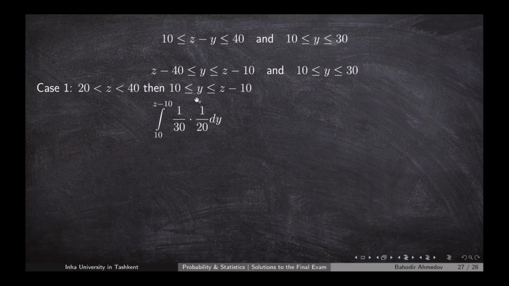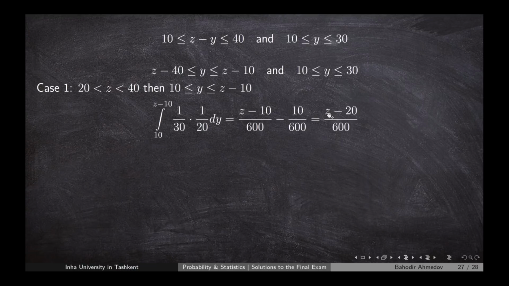So if the z is between 20 and 40, then the y is going to change from 10 to z minus 10, right? So I just need to integrate the density function. I'm just going to substitute the marginal density function of the x with 1 over 30, because this inequality works, right? And by evaluating this integration, I obtain z minus 20.